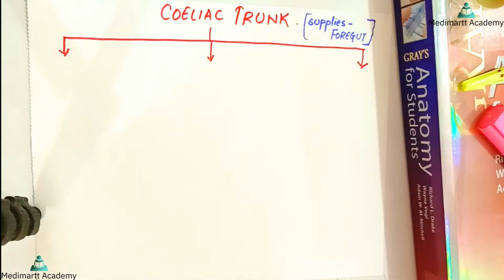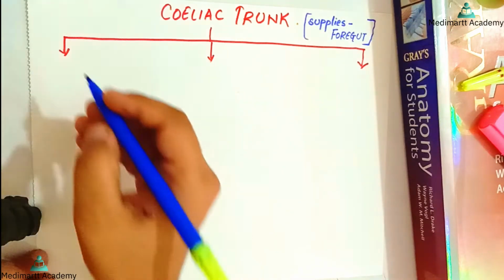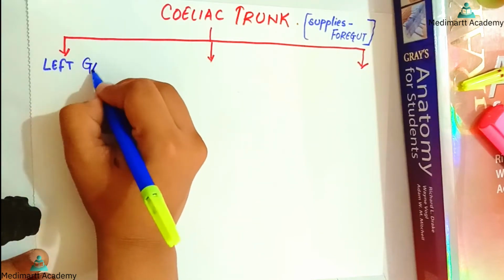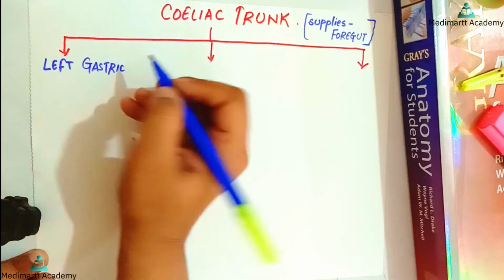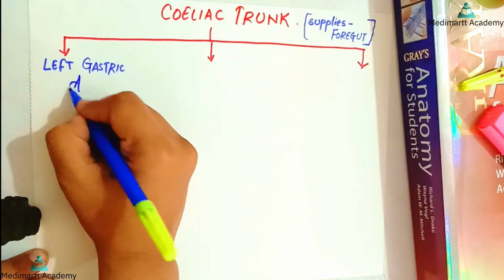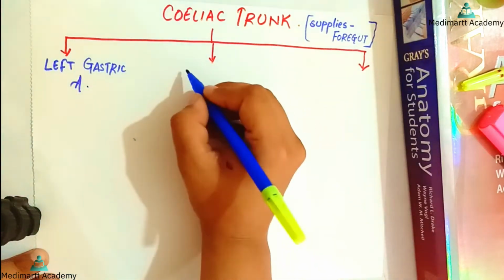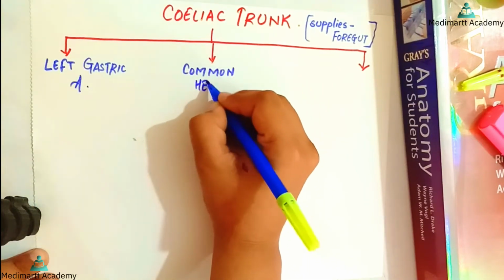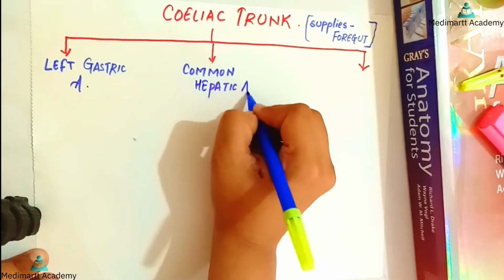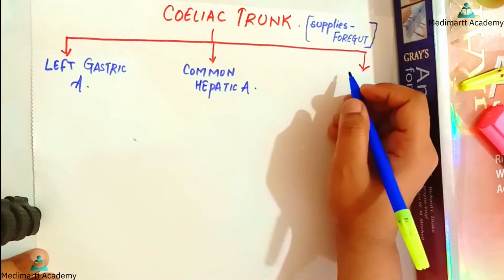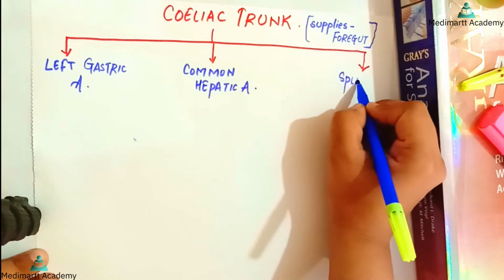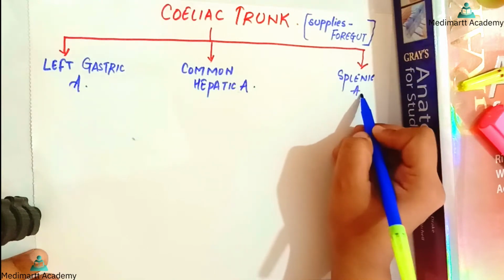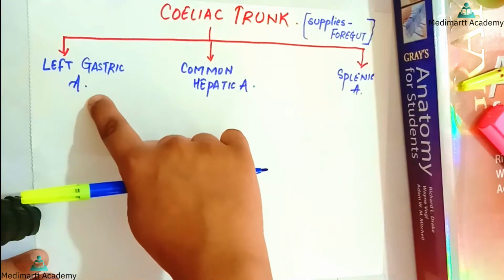First of all, the main branches of the celiac trunk are three. These are the left gastric artery, which is the smallest branch of the celiac trunk. I'm just writing A for the artery. Then the common hepatic artery. And last is the splenic artery, supplying the spleen. The splenic artery is the largest branch of the celiac trunk. The left gastric artery is the smallest branch of the celiac trunk.